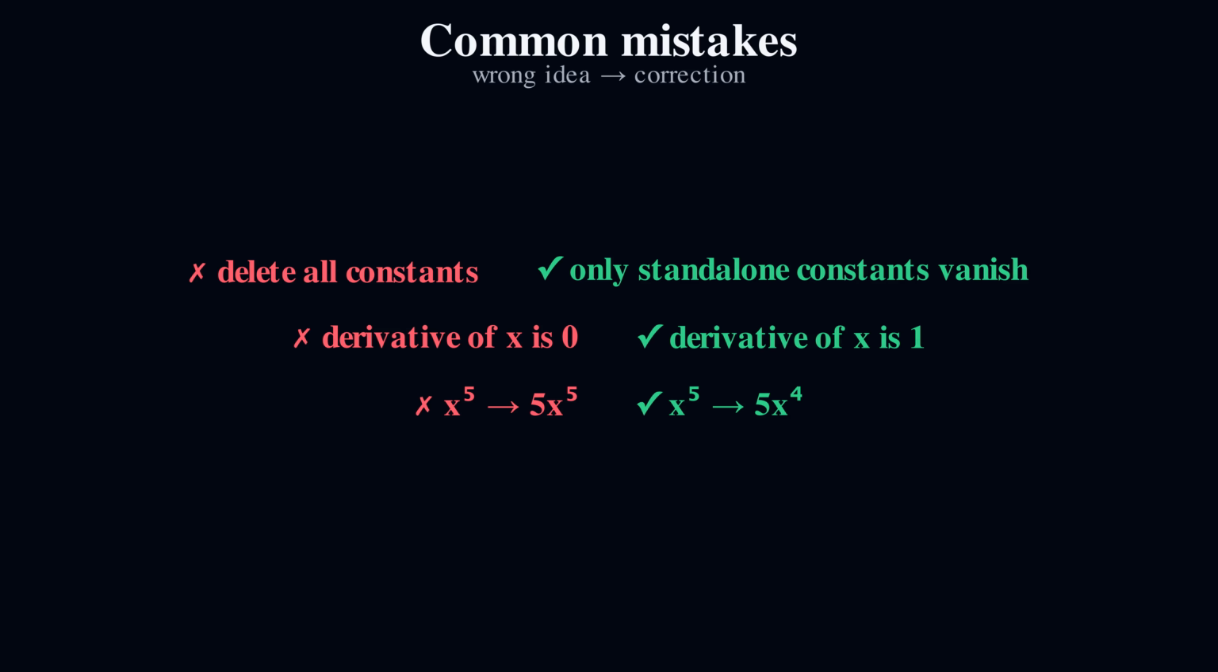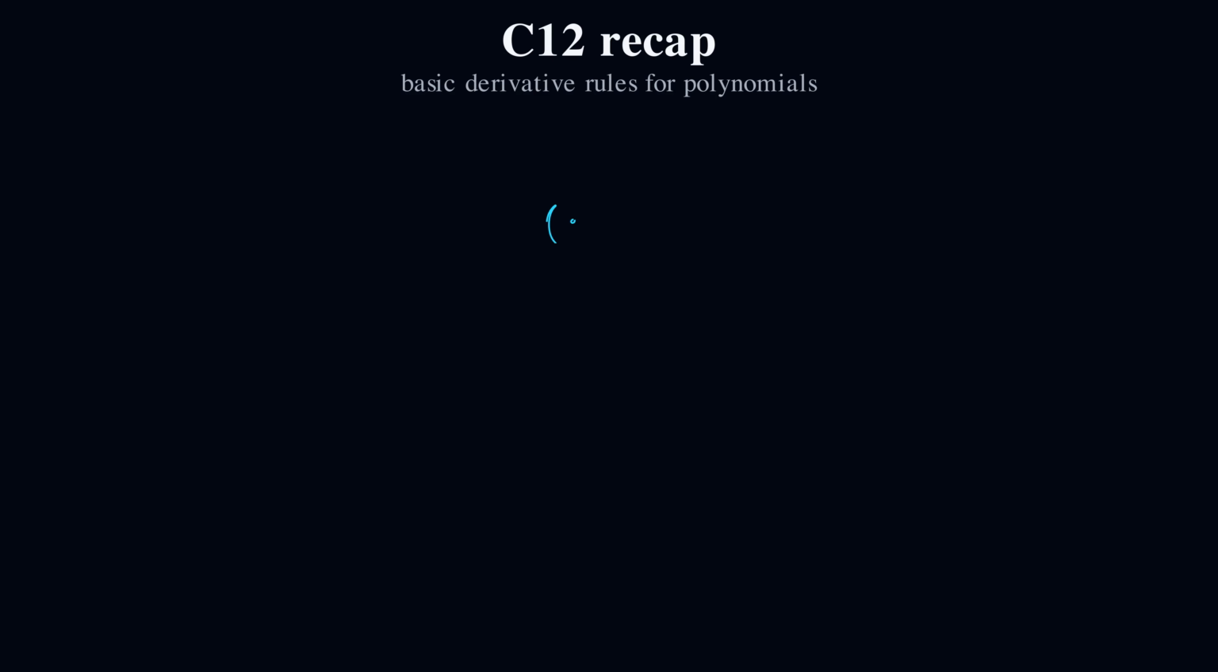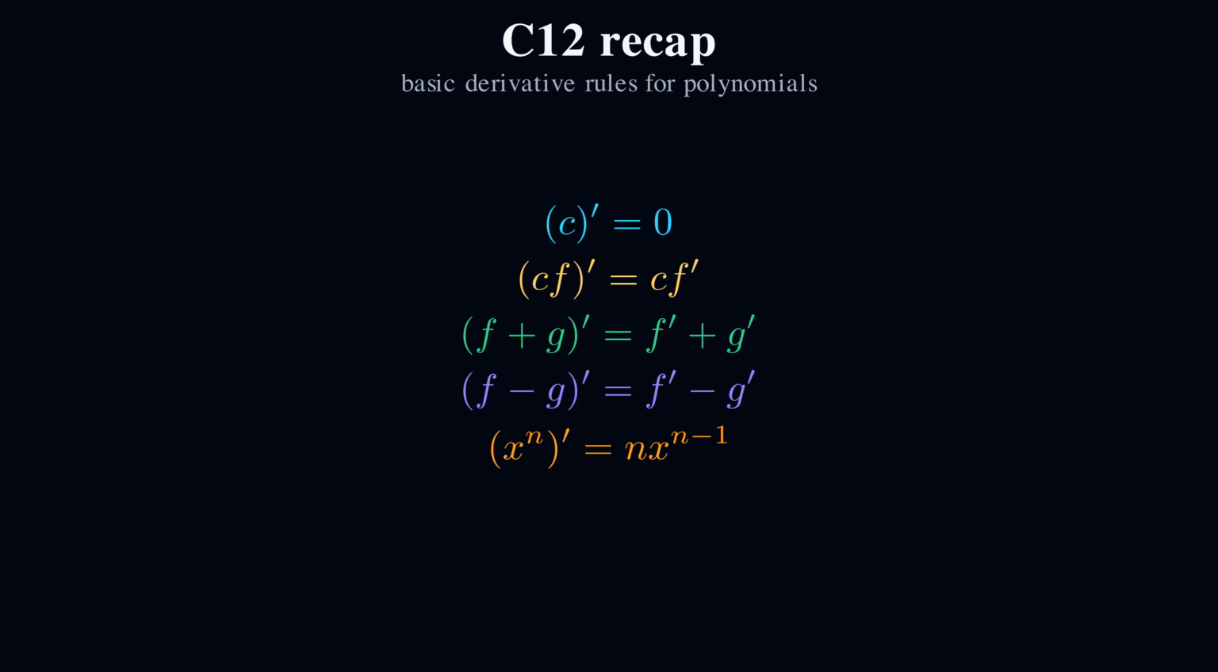There is one thing we are not doing yet. We are not differentiating products like x squared times x plus 1. Multiplication is more subtle and needs its own visual idea. In this chapter, we learn the basic derivative rules needed for polynomials. These rules let us turn many expressions into derivatives without going back to the full limit definition every time. Next, we will explain the product rule visually. We will see why the derivative of a product is not simply the product of the derivatives.